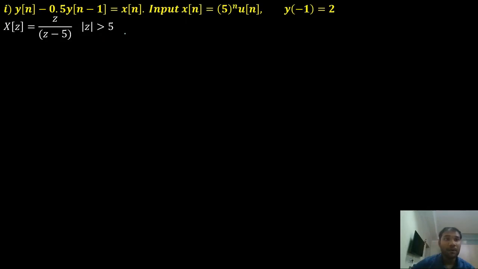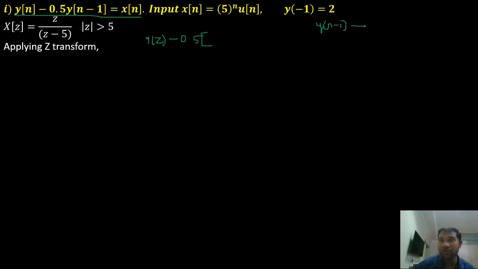Now I'll take this difference equation and apply Z transform. What will I get if I apply Z transform? Y of z minus 0.5 into what is the Z transform for y of n minus 1? Y of n minus 1. What is the Z transform?